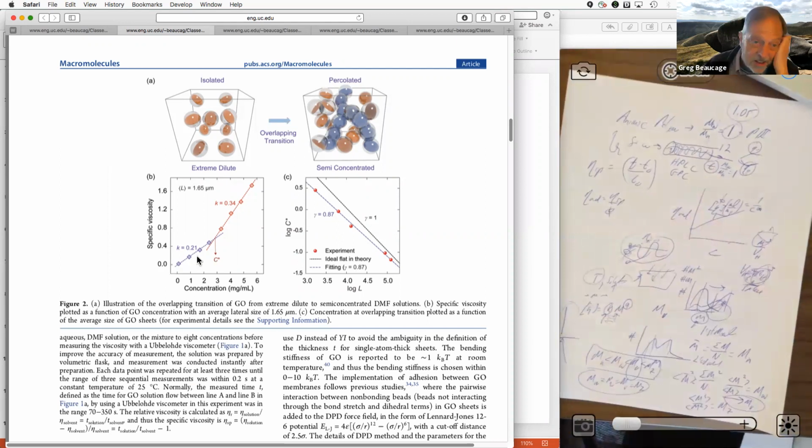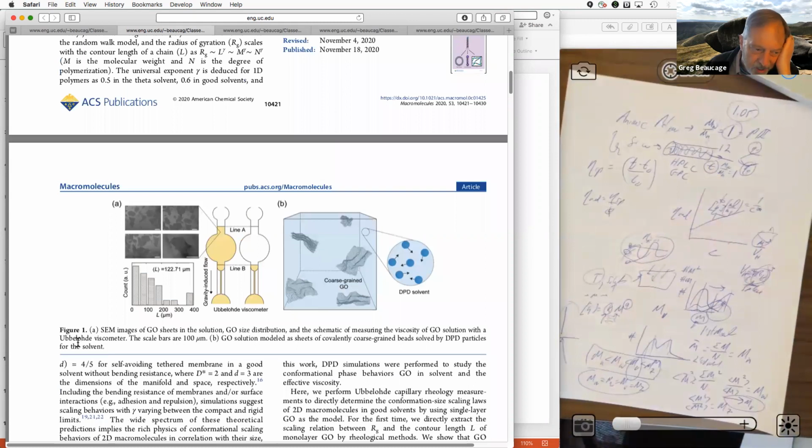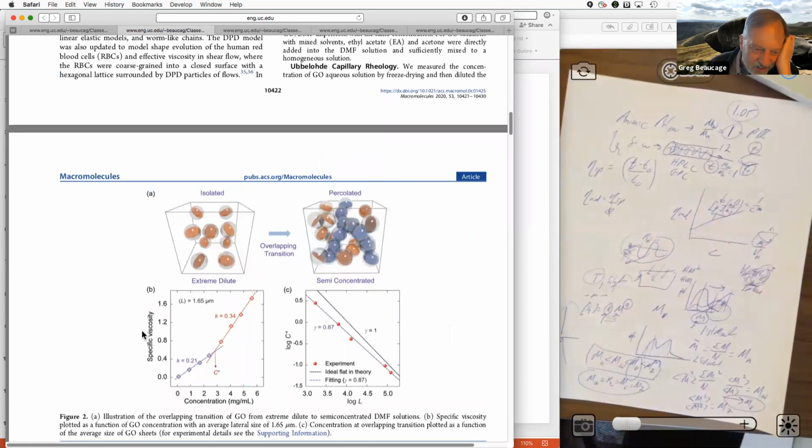Anyway, so he's got this curve. He measured it with this, I can never pronounce that, the U viscometer, right? And then he plots the specific viscosity versus concentration, and he finds this transition, right?